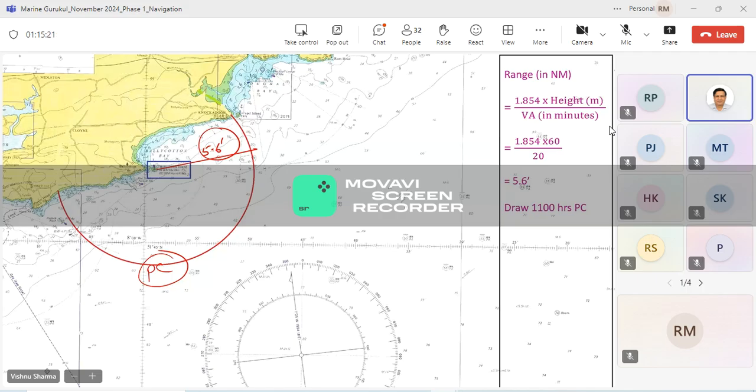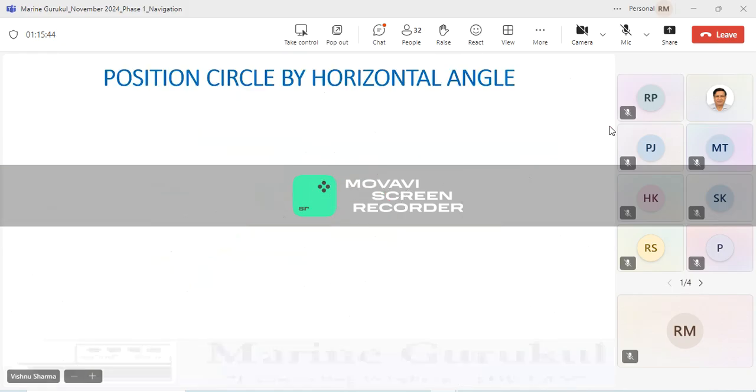So we have done two methods of drawing the position circle: one by a radar range, and two by vertical angle. Now we'll move to the third method of getting the position circle, position circle by horizontal angles. Let me first explain without showing you what is there on the slides.